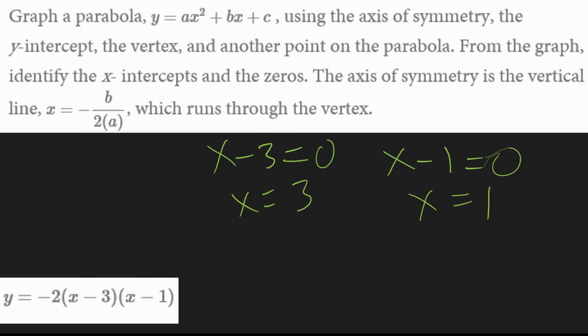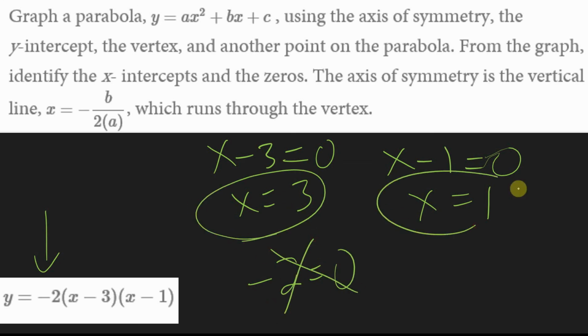Now, some of you might be wondering, okay, well, what about this thing here, the negative 2? If there's a k or a constant out in the front, we pretty much ignore it. I mean, if you think about it, does negative 2 equal 0? No, right? So that's why we can essentially ignore it. So anyways, we found our x-intercepts, our zeros, our solutions.